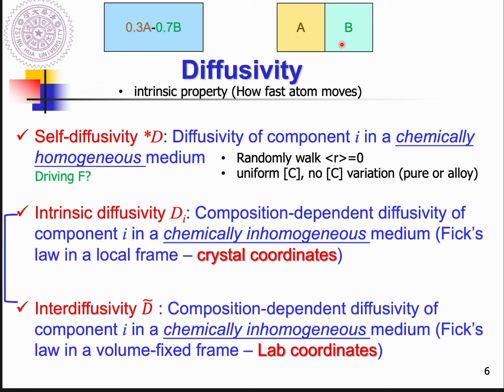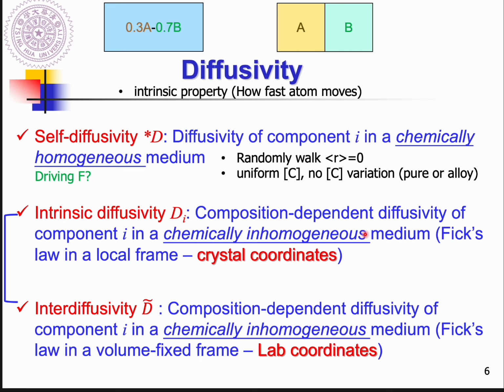When you bind A material with B material, then we have a diffusion couple like this. In this case, the concentration is not uniform, right? There is a concentration variation. The concentration profile of atom A will be like this. If you want to draw the concentration of atom B, it will be like this. So that's a concentration variation that happens in your material. So it's a chemically inhomogeneous medium. Okay, both of these are composition-dependent diffusivities in a chemically inhomogeneous medium.